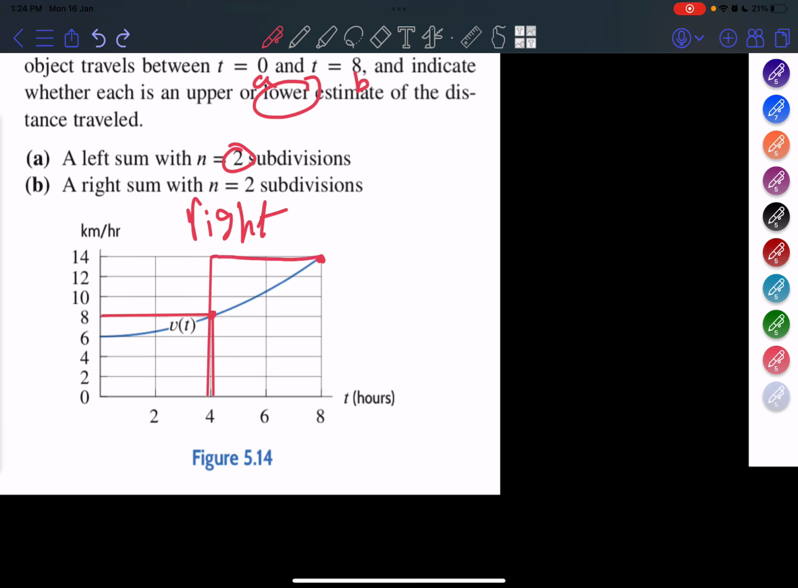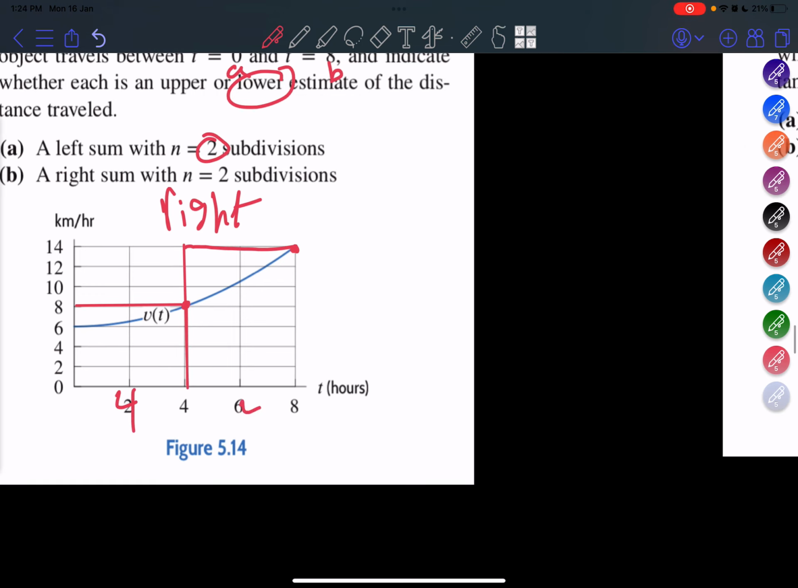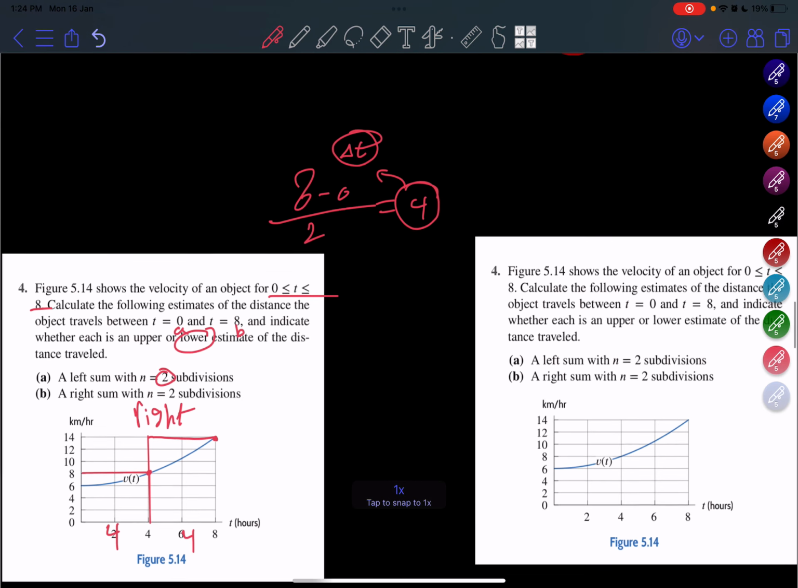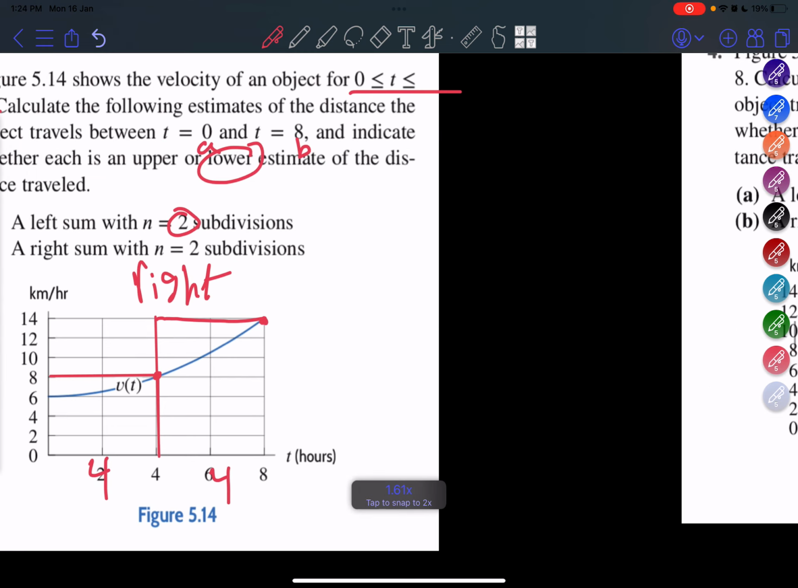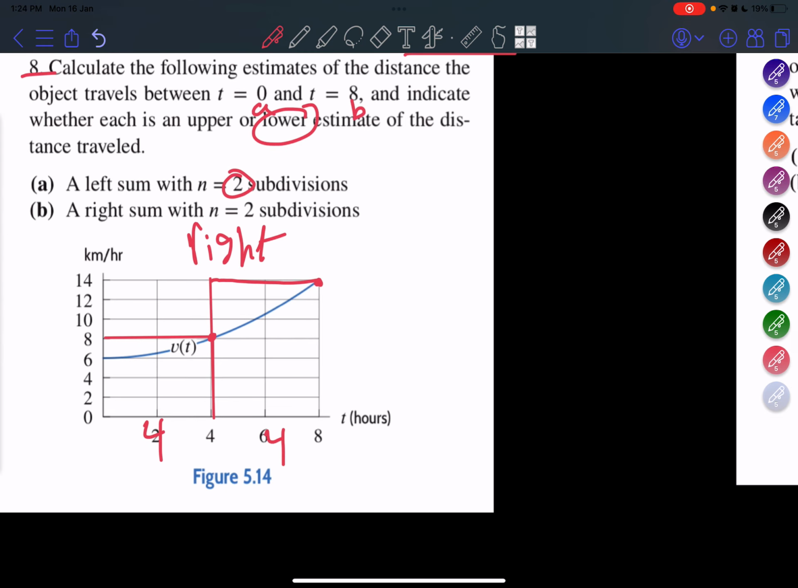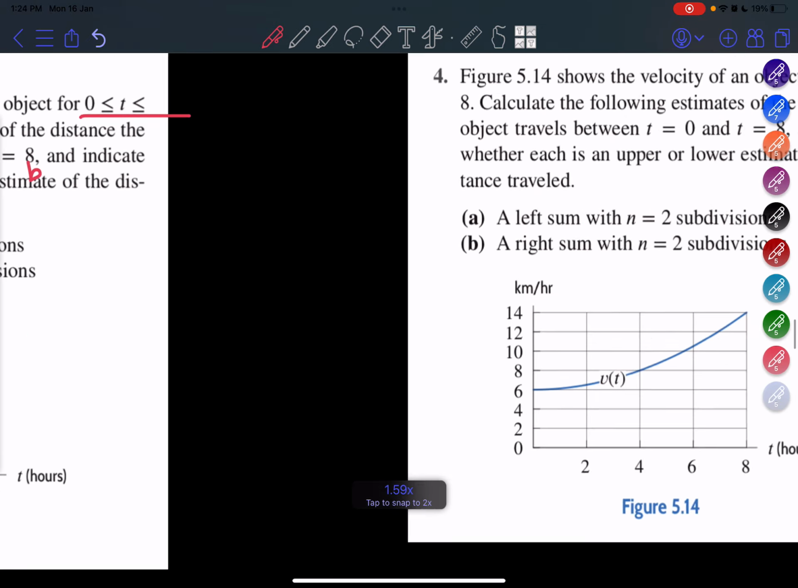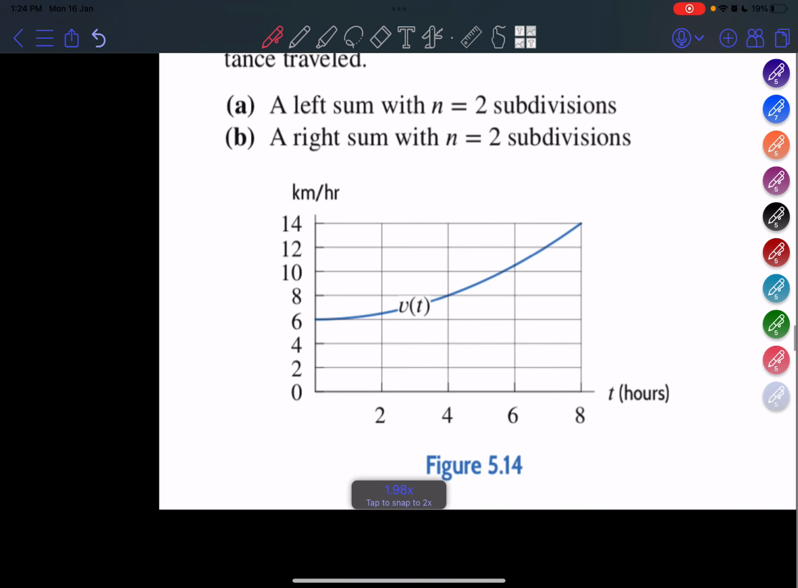And this, oops, we can see that the width of this is 4, the width of this rectangle is also 4, which we can confirm via our equation, aka delta t. Okay, again, we can use the same thing here. We'll start from 0, then we will go to f of 4, and then again we will go to f of 8.